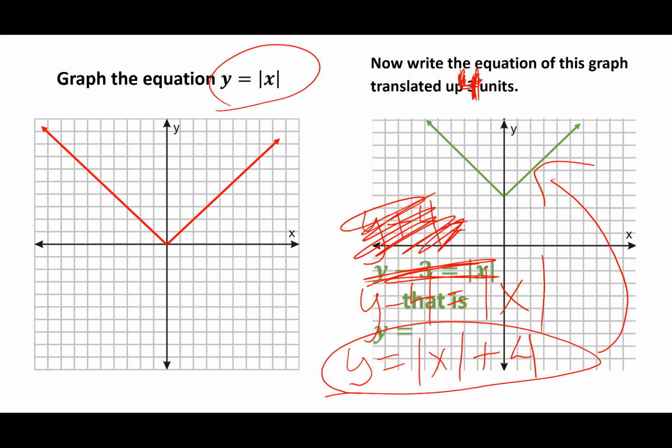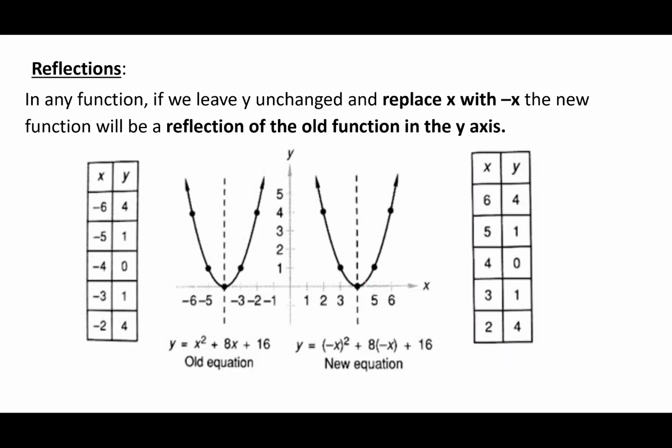All right, moving on. Okay, reflections. So that's how translations work. Add something to x, the graph goes left. Subtract a positive number from x, the graph goes right. Add a positive number to y, and the graph goes down. Subtract a positive number from y, the graph goes up.